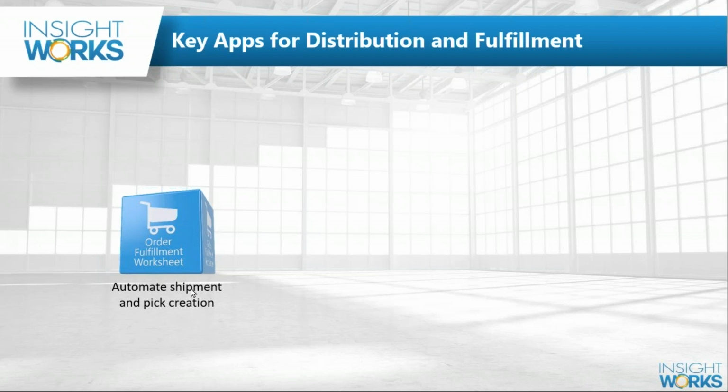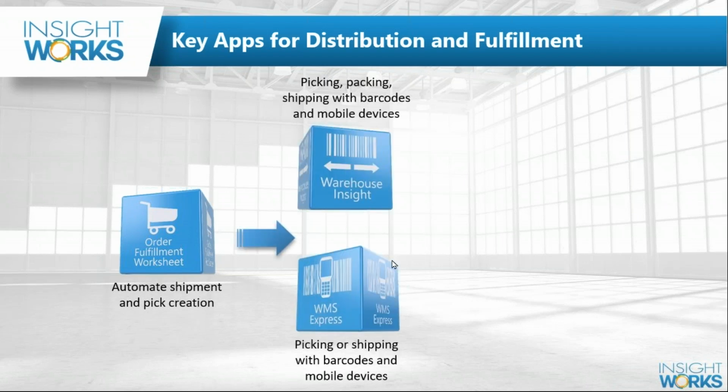Now, once we've decided what we're shipping today and created the picks, the next step is to go out into the warehouse and execute on those instructions. And there's two solutions for that. One is Warehouse Insight, the full subscription-based warehouse management solution, so more advanced, or WMS Express, which I mentioned earlier. So with either of these, you can execute your picks, grab everything you need to get out the door and scan barcodes to do it.